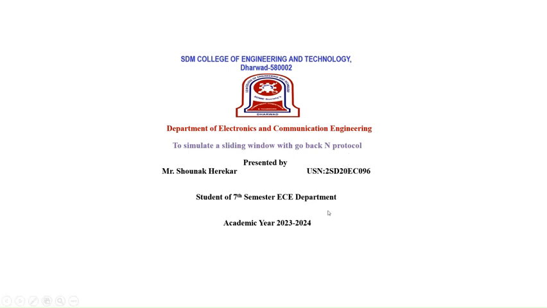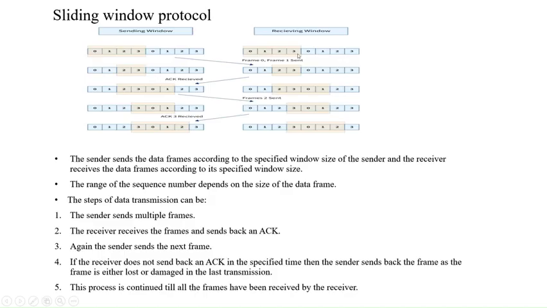Now, coming to the sliding window protocol. We can see the diagram involving the sliding window protocol, and I will explain what it is. First of all, the sender sends the data frames according to the specified window size of the sender, and the receiver receives the data frames according to the specified window size. The window size is decided by the user. Here we can see that the window size is 4.